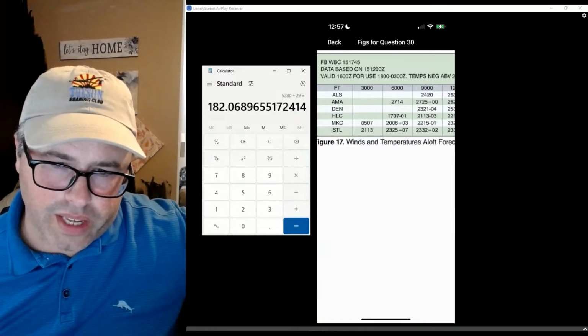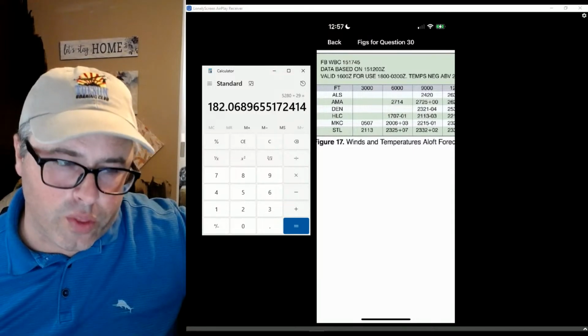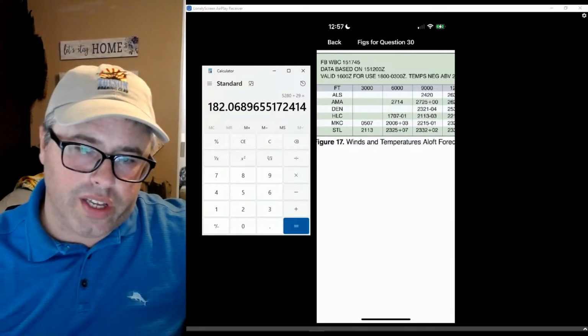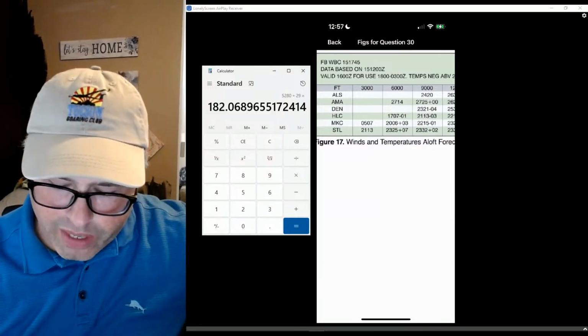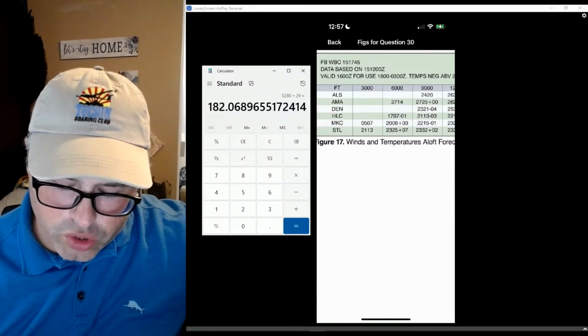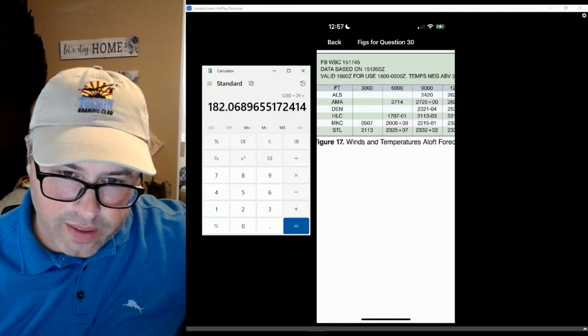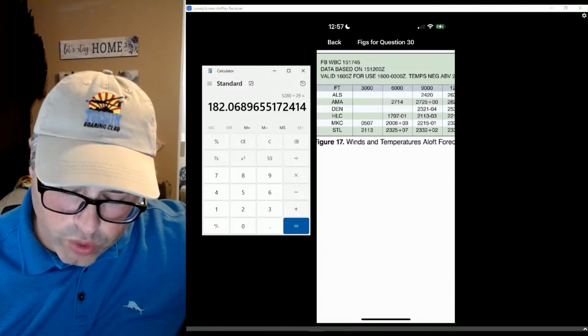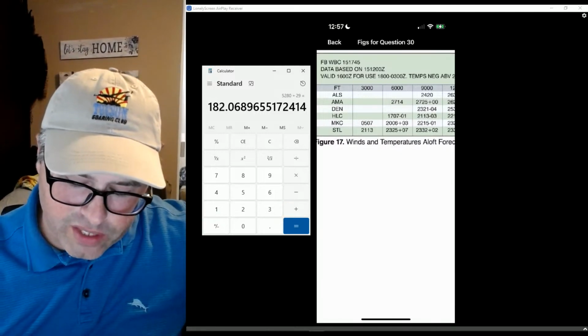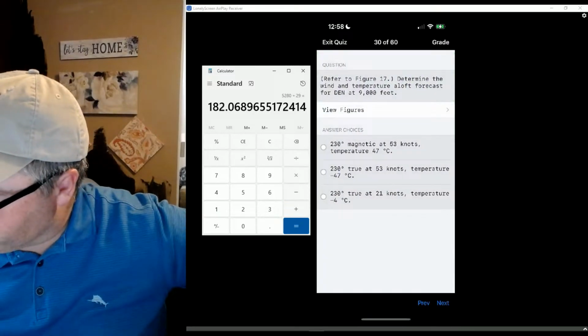So we can already see -4 degrees Celsius right there. And then remember, they always give you the wind direction, then the wind speed. They drop the 0 at the end, just like they do with runway headings. So it's 230 degrees, and the wind speed is 21 knots, and the temperature outside at that altitude is -4 degrees Celsius.